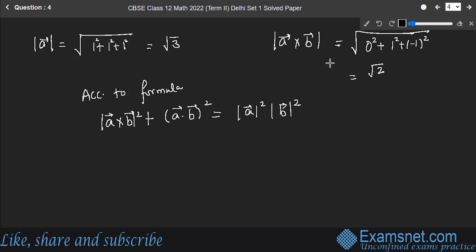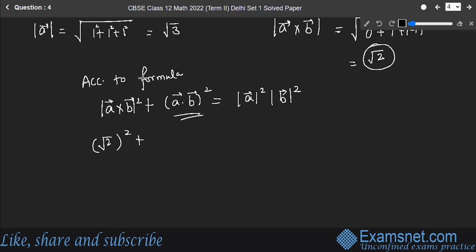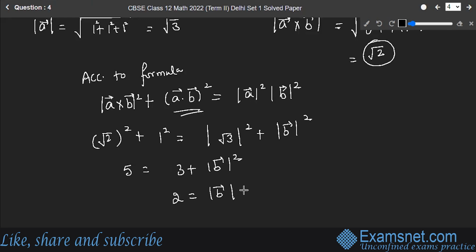So now this was equal to root 2, so this is given by root 2 square, and this was equal to 1, so this will become 1 square. That is equal to root 3 square plus this is magnitude of B square. So this gives you 3. That's 5 is equal to 3 plus magnitude of B square, or 2 is equal to magnitude of B square, right?